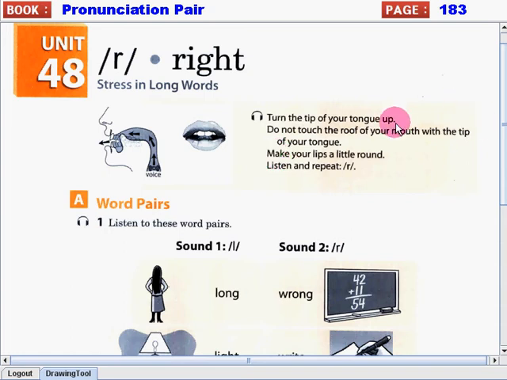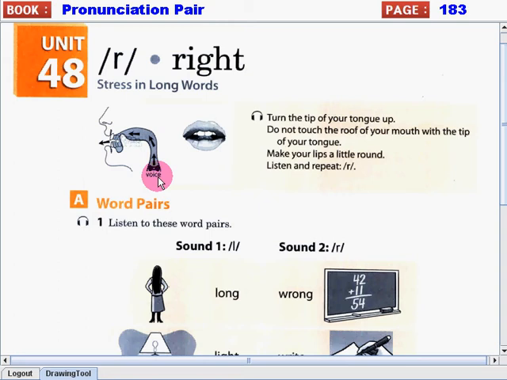Let's start with turn the tip of your tongue up. But remember, do not touch the roof of your mouth with the tip of your tongue. After that, make your lips a little bit round, like this. Okay, if you already have that kind of position, then you're ready now to produce the sound of R. And when you're producing the sound of R, remember that you have to use your voice. And if we use our voice, you already know that this sound is a voiced consonant sound.